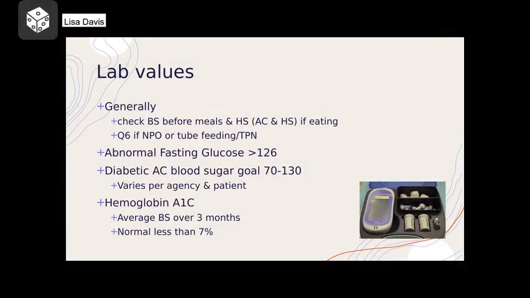All right, last thing we're going to talk about before we start talking about our drugs. Let's talk about some lab values. Generally, we are checking our blood sugars if someone is eating and drinking before meals and at bedtime. That's going to be AC and HS if they're eating. If they're not eating, say they're NPO for surgery or they're taking tube feedings, or they have total parenteral nutrition through their IV, we're going to check their blood sugar every 6 hours because there's no meals to be had, so we'll spread them evenly throughout the day.